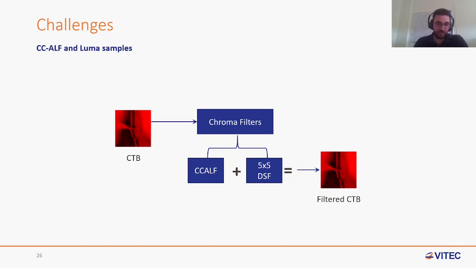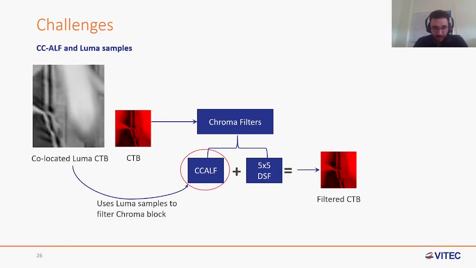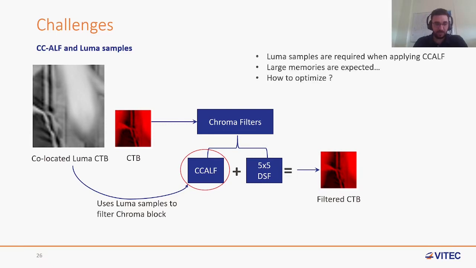However, when we process the chroma CTB, co-located Luma samples are actually required for the cross-component ALF. Therefore, at the moment of processing the chroma CTB, the question here is: do we need to store the entire Luma CTB in memory in order to finish filtering one chroma CTB? In this case, the memory expected is very large. So how to optimize this and reduce the memory for this CCALF requirement?